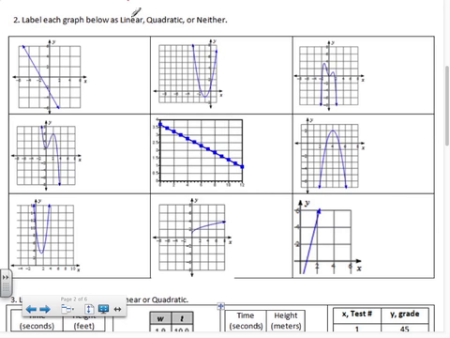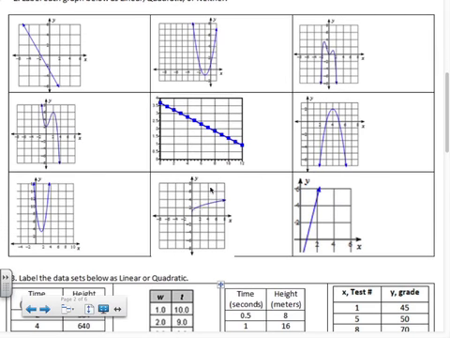Number 2, label each graph as linear, quadratic, or neither. Now, I won't insult your intelligence on these. These are pretty straightforward. Any questions on these coming to mind? No. Right, just look at it and decide.